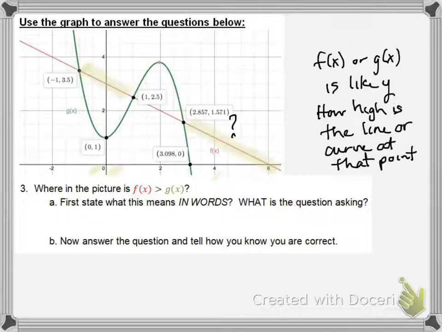This is true when the x values, right here at 2.857, when the x's are bigger than 2.857 and forever. Again, we're assuming arrows on the end of these if they didn't tell us, because it went to the edge of the graph.